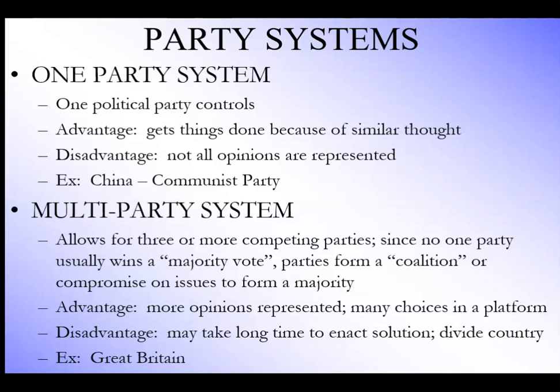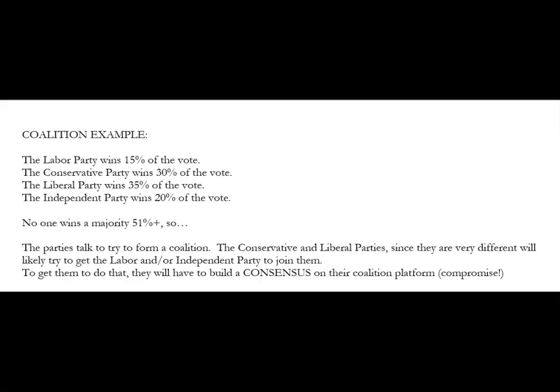So if no one political party then wins the majority vote, how do they know who's in power? In multi-party systems, parties must form a coalition or a compromise on issues in order to form a majority of the vote. So now on your screen, I have an example of what a coalition might look like.